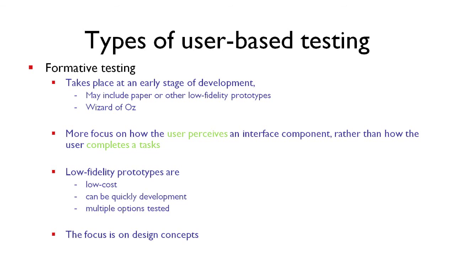So there's different types of those user-based tests. You know, those formative tests, they take place quite early on. So you can do the paper-based tests, Wizard of Oz. We're going to talk about Wizard of Oz quickly in a later slide. So they are not necessarily done with a finished or with a highly developed prototype, but it can be done with low fidelity prototypes or even paper prototypes.